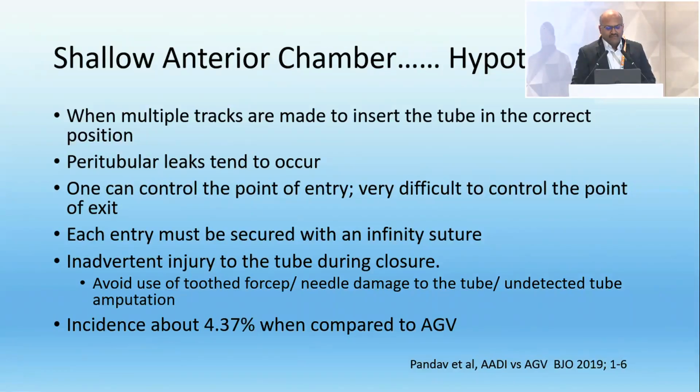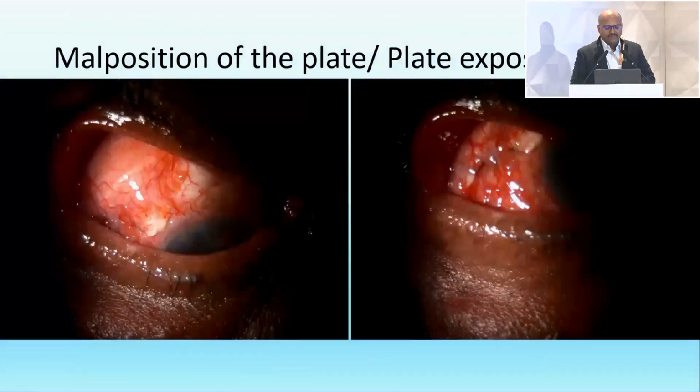And avoid using tooth forceps. This was alluded to very nicely by Dr. Amit. Avoid using sharp tooth forceps, especially when you're suturing. When the conjunctiva is covered and the patch graft is covered, inadvertent use of those forceps can cause trauma to the tube. And you have a slightly higher incidence of hypotony with a non-valve device compared to a valve device, about 4.37% more than AGV.